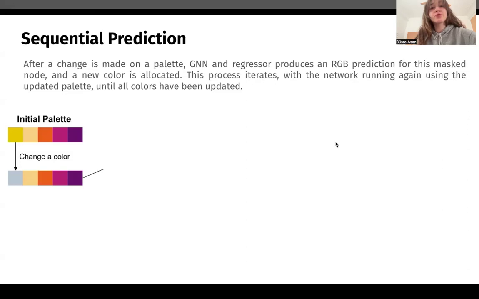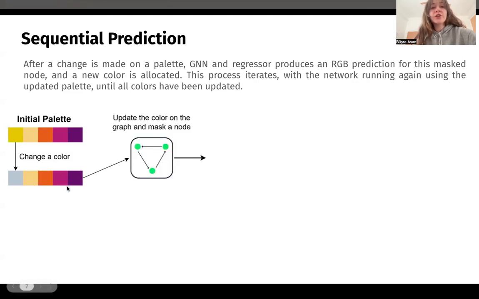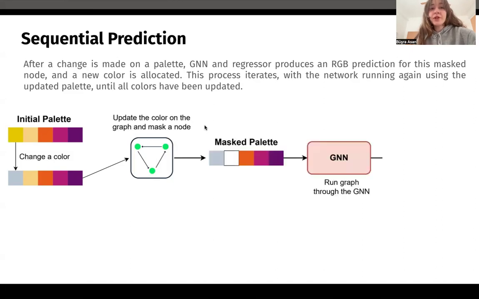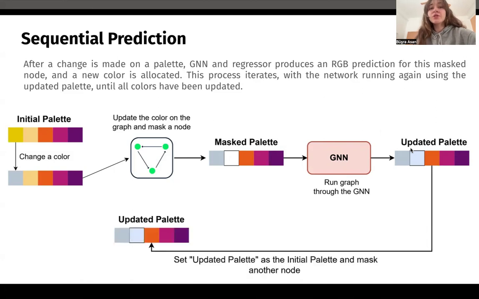Autocompletion of the palette in response to a color change follows an autoregressive approach. For example, if a user changes the yellow color here to a gray, this change is applied to all elements having the same yellow color in the graph. Following a predefined sequence, a node is masked and the color is set to 0, 0, 0. The GNN then predicts a color class for this mask node, and this class is mapped to an RGB color by the regressor. The predicted color is assigned to the mask node, and the process repeats for the next mask node until all palette colors are updated. Users can also lock colors they don't want to change.